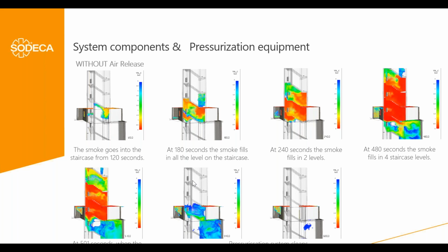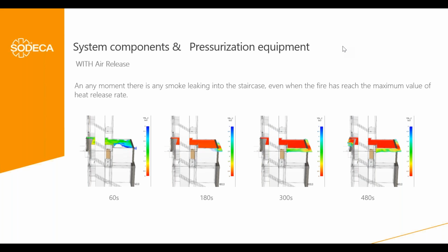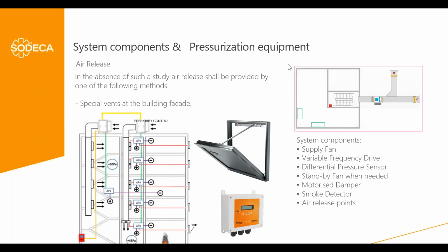And so we can see also in the last images how the pressurization system is able to clean this staircase very quickly thanks to the combination of the pressurization system and the air release. So that's why it's necessary to provide this air release in our systems. In that case, we made the same simulation considering that there was air release in the accommodation area, the fire room, and then we see that no smoke is going into the staircase. So the staircase is free of smoke during the whole simulation, allowing the evacuation of the people and the intervention of the firefighters.